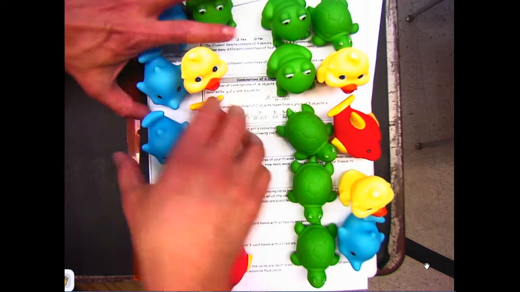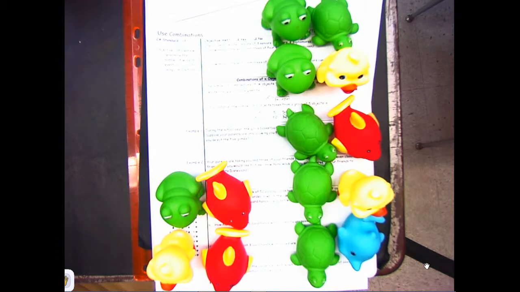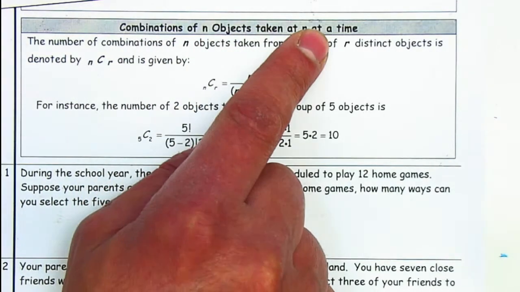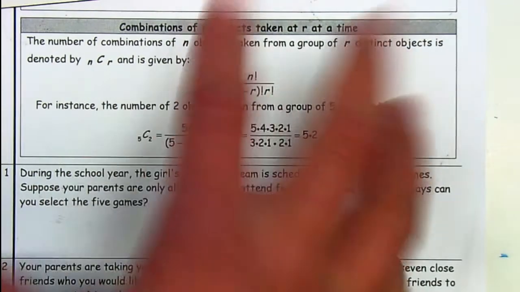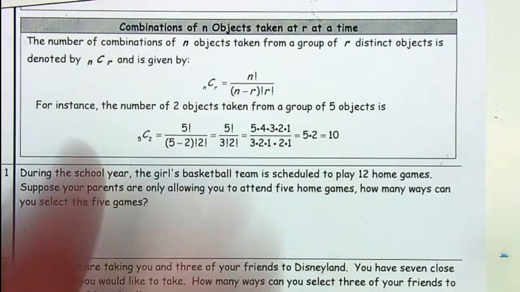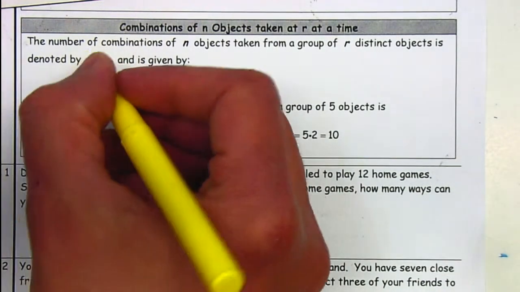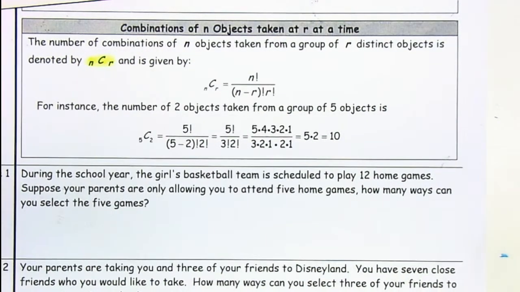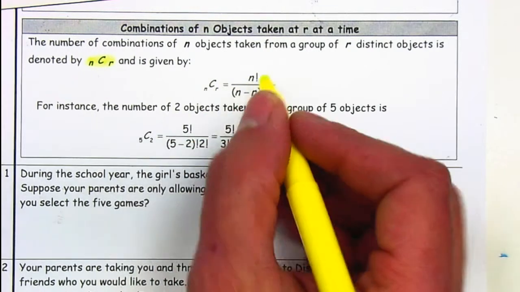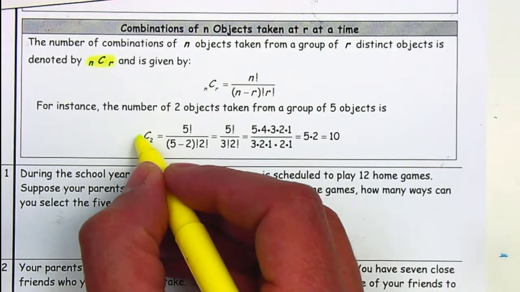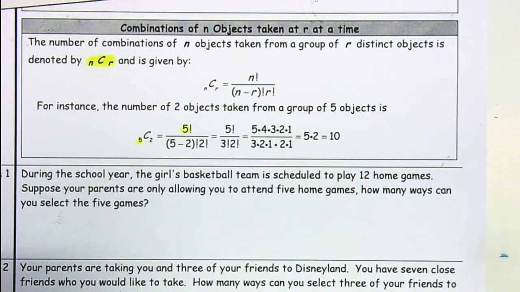So let's go and start with the definition of combination. A combination of n objects taken r at a time. So we have, for example, 5 objects taken 2 at a time. This is the notation: n choose r. We're going to do the n factorial. In this case, n is 5 factorial.